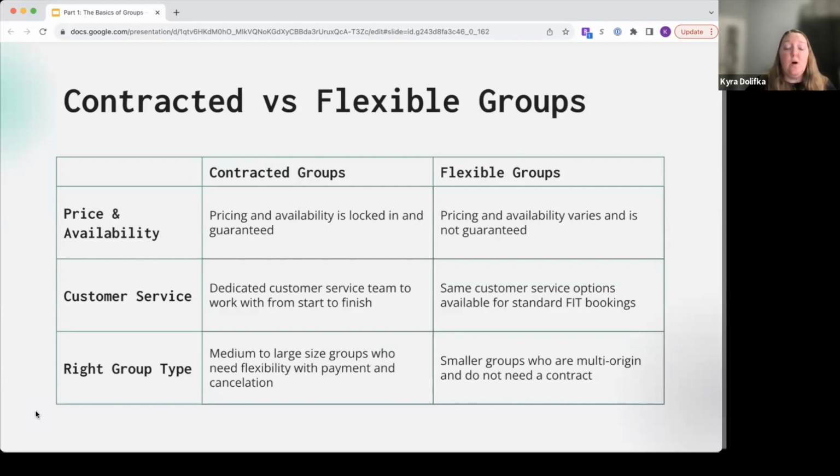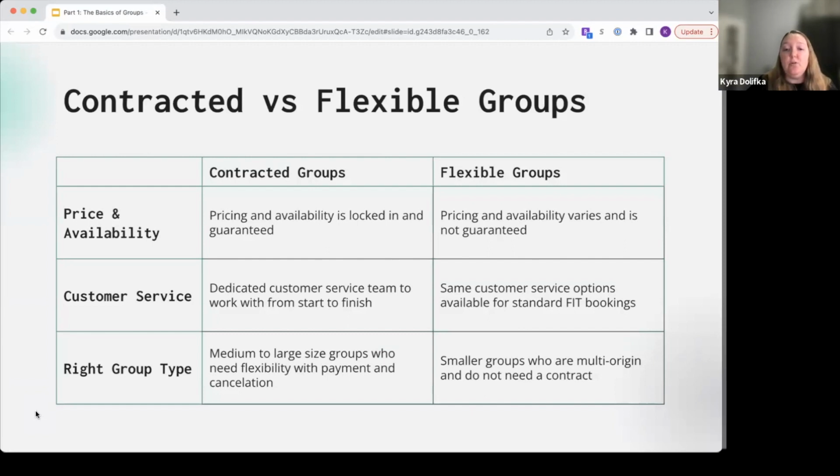Now, these are groups who also need flexibility with payment and cancellation. So this is great for a group who knows, okay, I've got a lot of people going. I don't know exactly how many people are going, but I do know that I'm going to have a group traveling, right? They like the flexibility with payment, cancellation, reduction, and attrition that we're going to talk about a little more in the later parts.